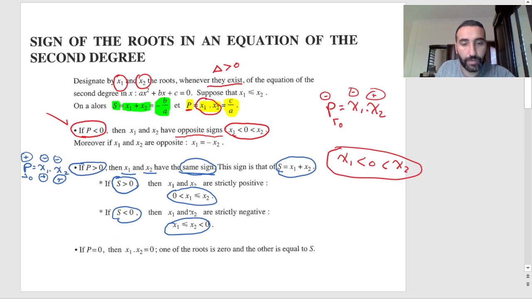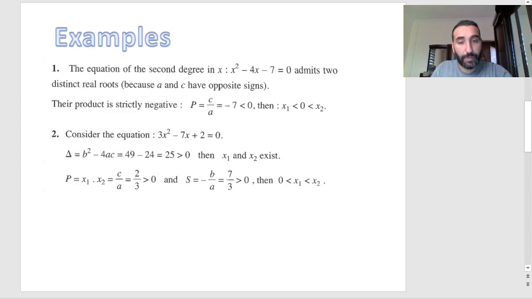Now let's take an example and see how. If p equals 0, if the product equals 0, it means that one of the roots is 0. One of the roots is 0, so the other one will be equal to the sum. We will also take this in an example and see how. Okay, so examples.